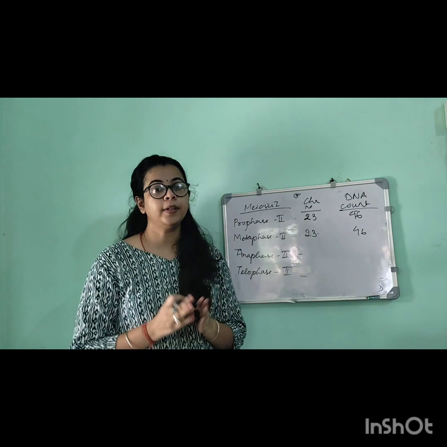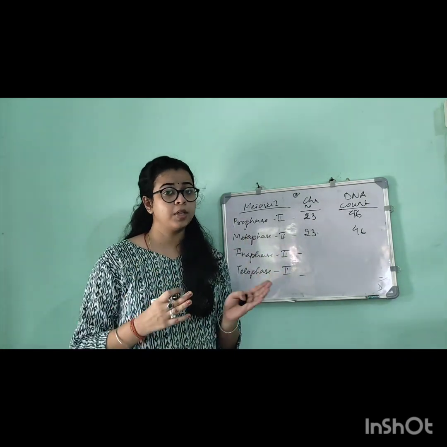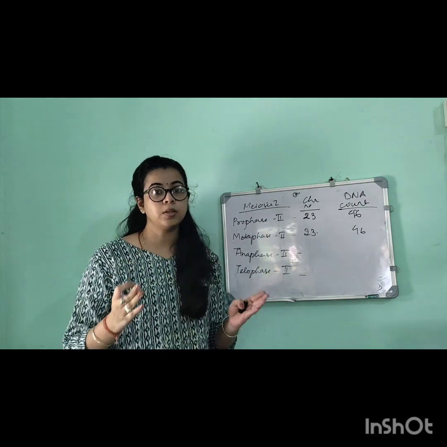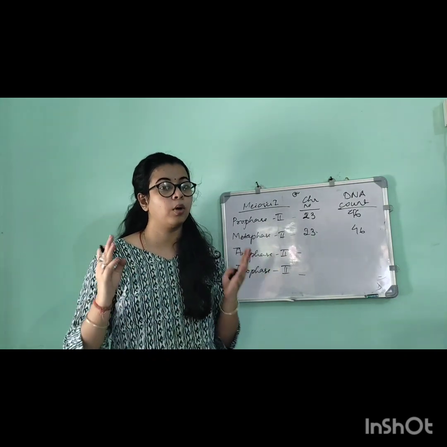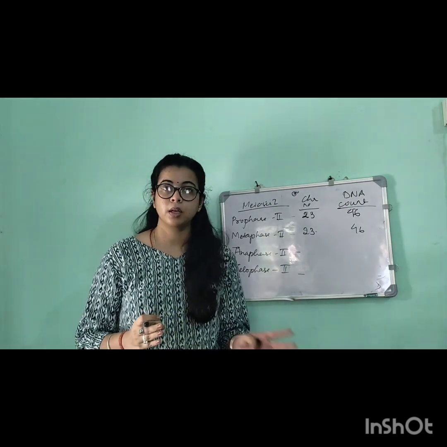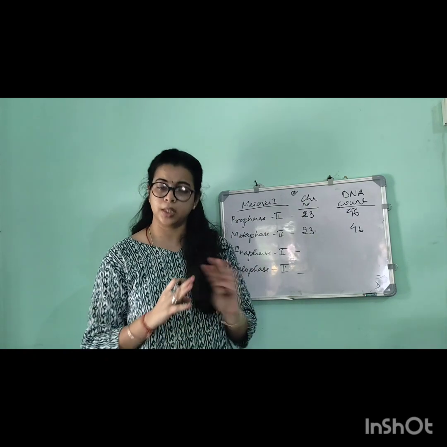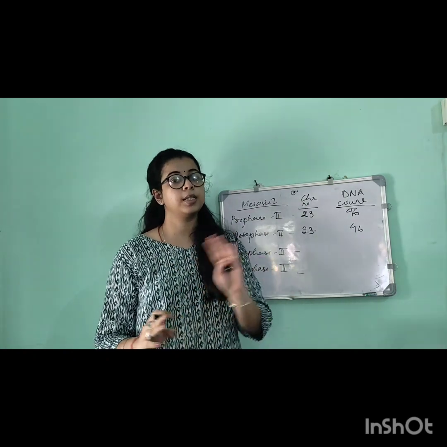Apply the trick: what was happening in anaphase 1? The homologous chromosomes were separating out, but the chromatids have not yet separated. So no reduction of cell. But by the end of telophase, the two daughter cells were formed, so they were reduced into half. This much is different. The rest of the things are the same.